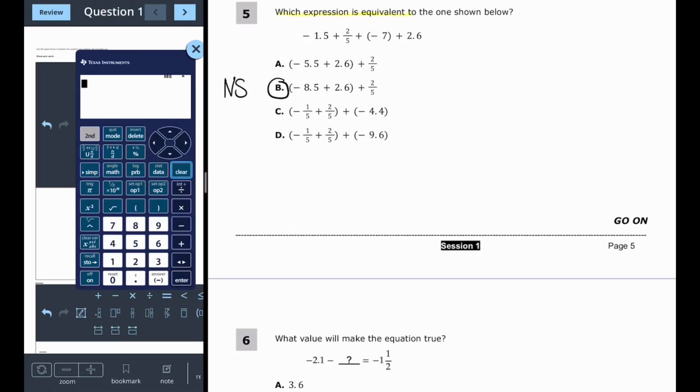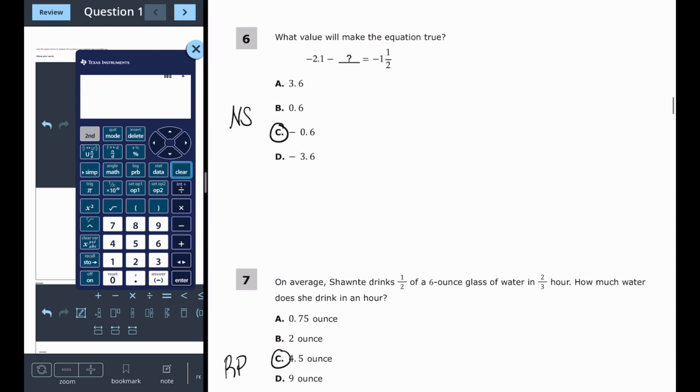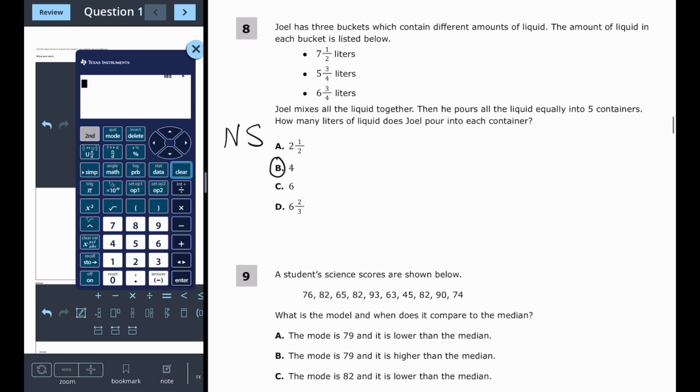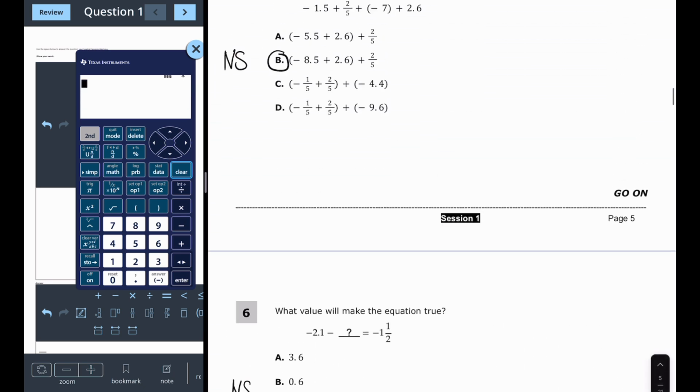Let's go through the next set, and here are the 4 answers. Number 5 is B, 6 is C, 7 is C, and 8 is B. All right, let's go through these 4. If not, you can keep moving to the next one.